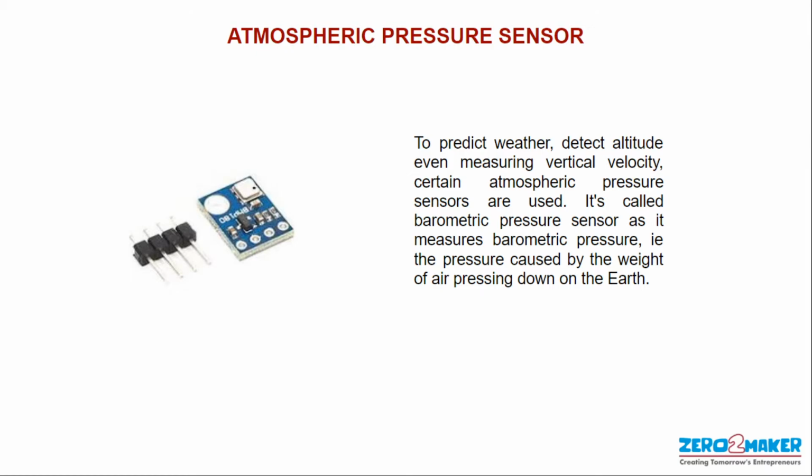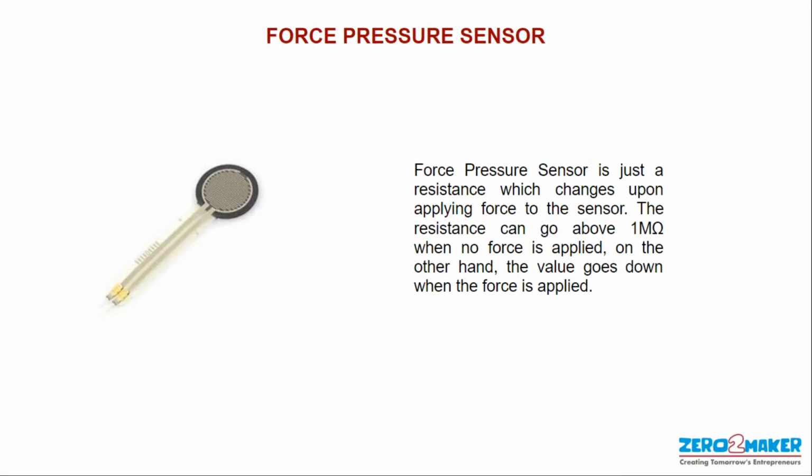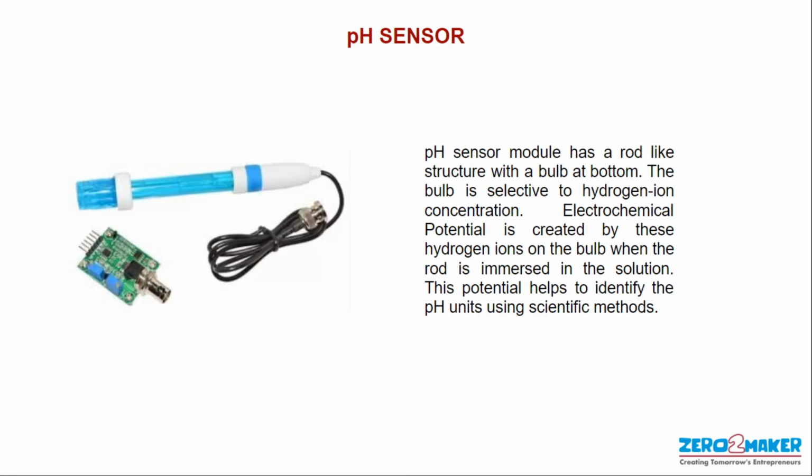This is the atmospheric pressure sensor which detects the pressure of the atmosphere. So it will give you how many bar of pressure there is. This is the force pressure sensor. So force pressure is when you put a finger and apply pressure, it detects that pressure. This is the pH sensor. So in water, or in some chemical, if you want to identify the concentration of the pH, you can use this sensor.